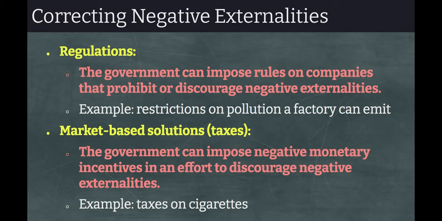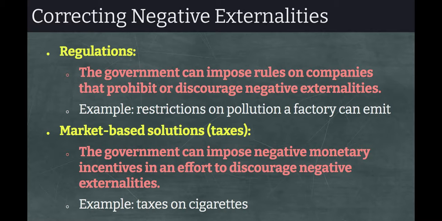All right, so for regulations, term regulations, and then you're going to write down the definition in pink. And the definition there is that the government can impose rules on companies that prohibit or discourage negative externalities. So for example, if a factory is emitting pollution into the environment, so it's emitting CO2 or something like that, the government can set limits on how much pollution that factory can emit. So this is written into law.